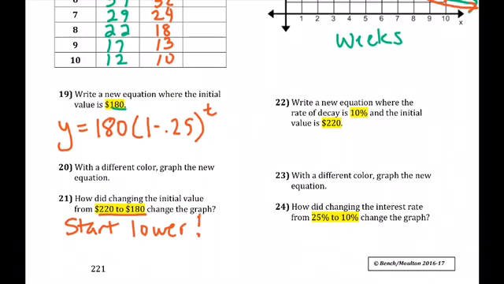Okay, the last one, we're going to go purple. I'm going to go purple this time. So we're going to write a new equation, but this time the rate of decay is 10%. So instead of losing 25%, we're only going to lose 10%. We're going to go back to having 220 to begin with. So again, we're starting with 220. And this time, instead of the 25%, we're going to lose 10%.